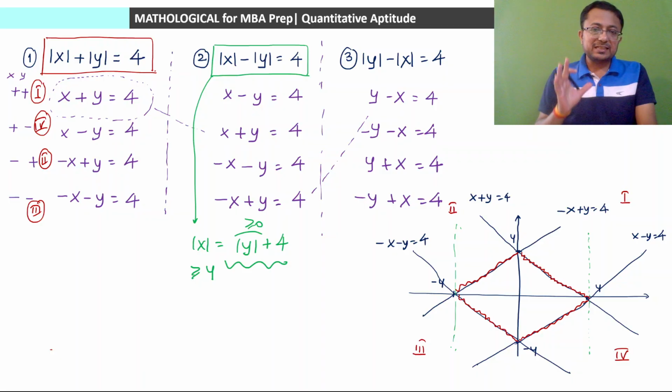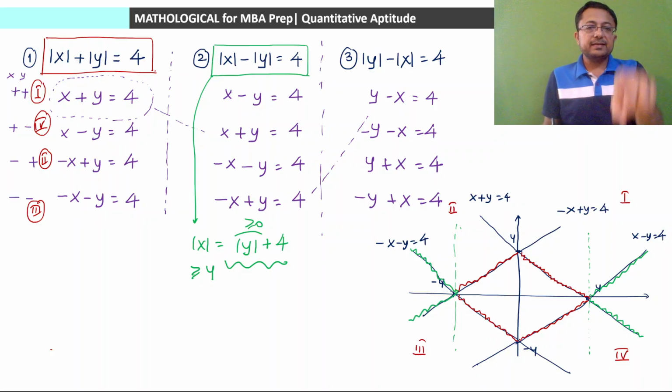If you've understood this much only, then you know that this should be the graph for mod of x minus mod of y equal to 4. And otherwise also you can see by the 4 cases that in the first quadrant, x minus y equal to 4 should be representing it, and so on. Now the third case, mod of y minus mod of x equal to 4.